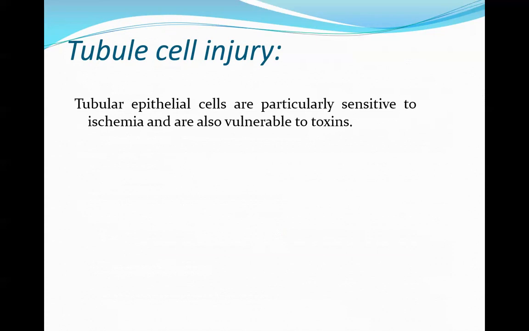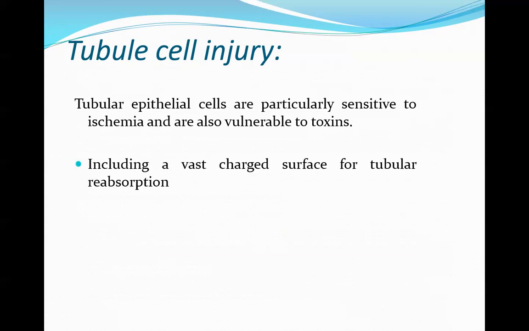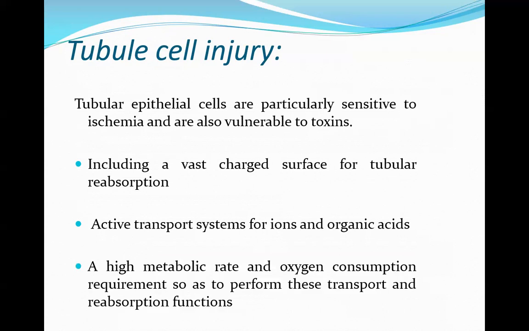So we have to take care of both of them together, including the vast charged surface of tubular reabsorption and the active transport system of ions and organic acids. Both of these things need a high metabolic rate and oxygen consumption. So you need blood supply to control these two important things, including the vast charged surface. So it will not allow the electrolytes to go freely here and there, and active transport.